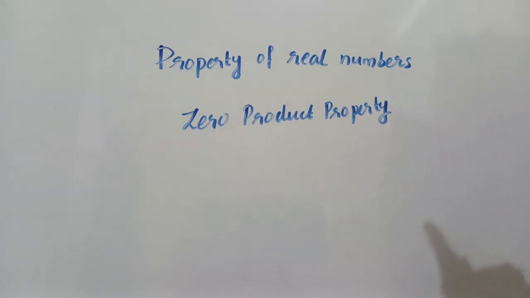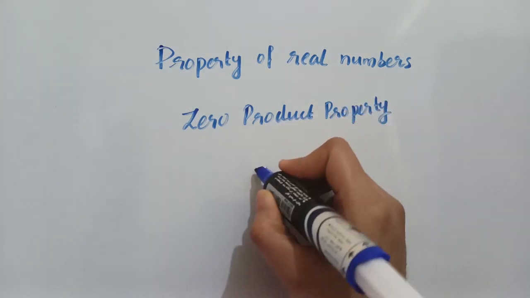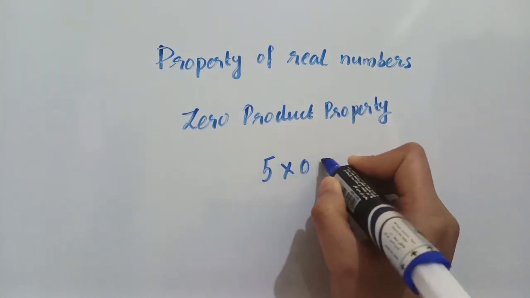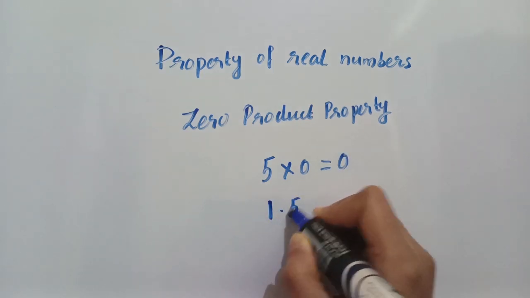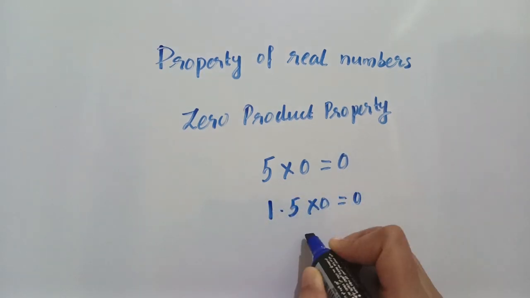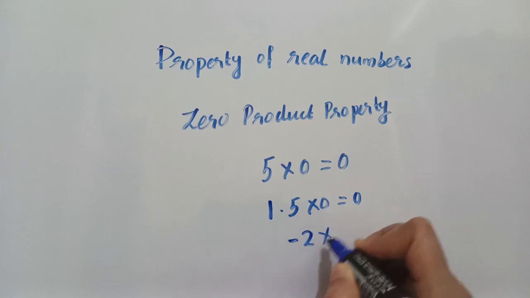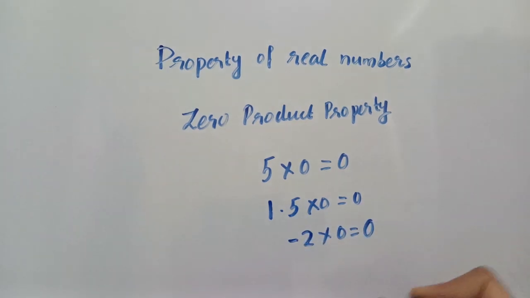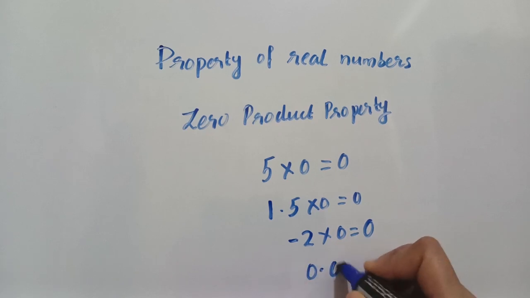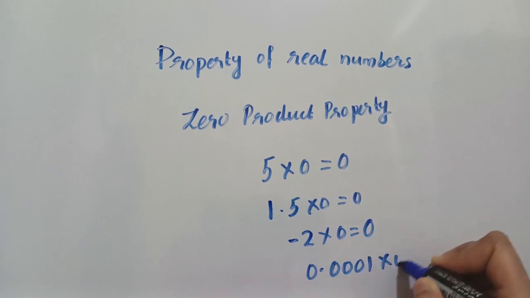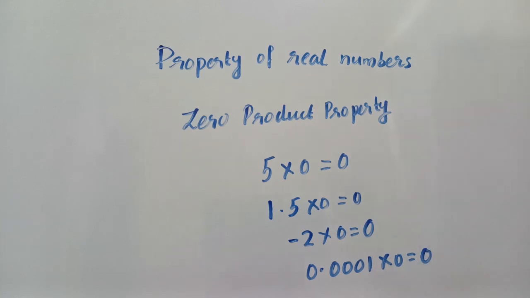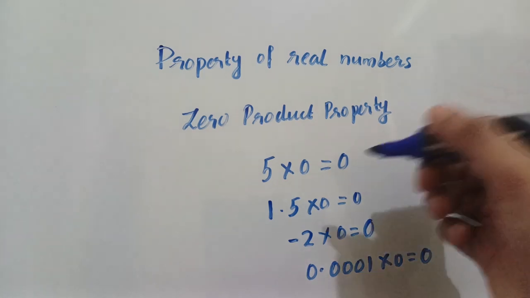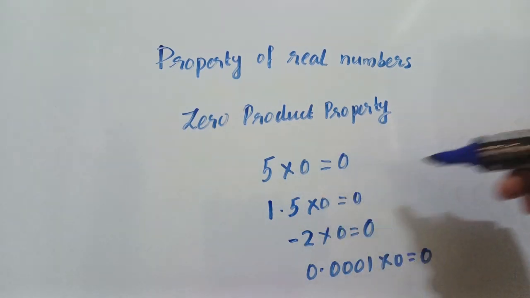Next we can look at the properties of real numbers. First is the zero product property. This property says that when we multiply a real number by 0, we get the product as 0. It is simple. If we multiply any number with 0, the product is 0. 5 into 0 is 0. 1.5 into 0 is equal to 0. Minus 2 into 0 is equal to 0. 0.0001 into 0 is equal to 0. This is the zero product property.